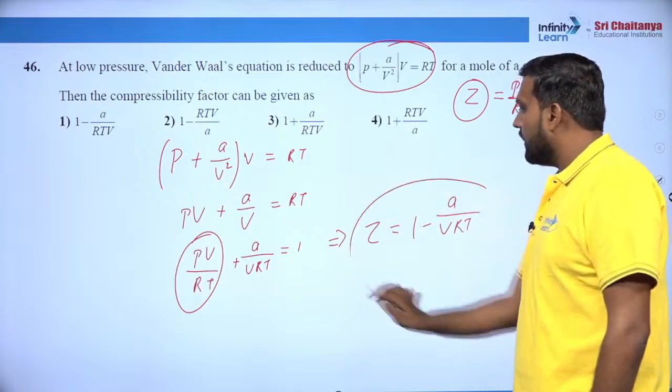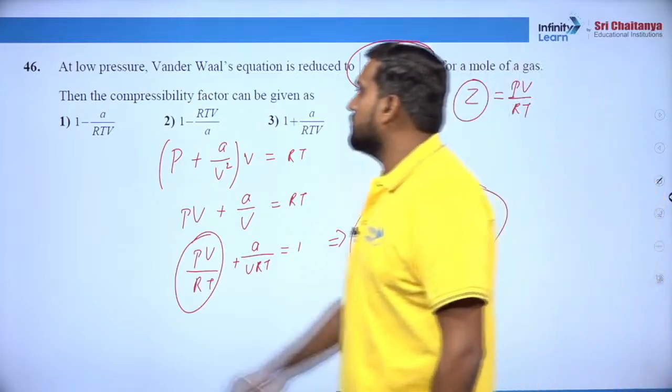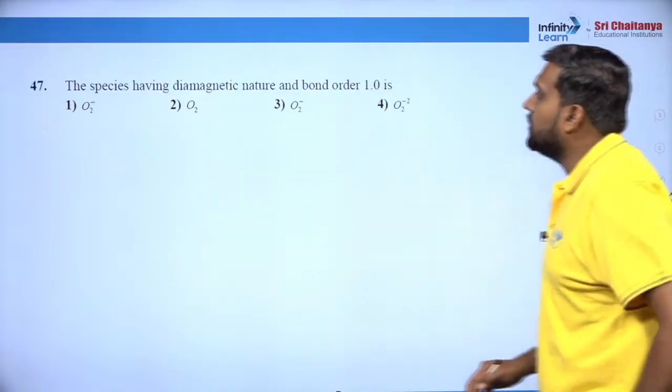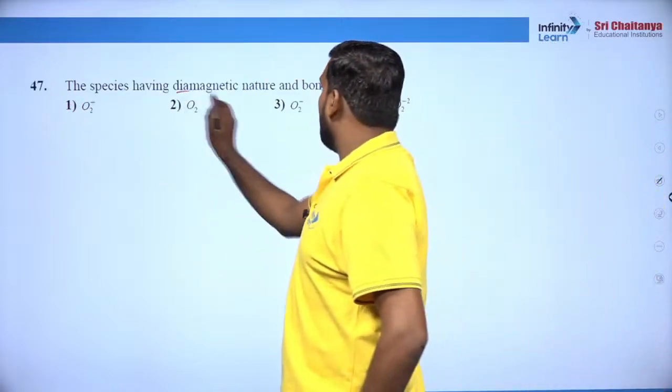So this will be your final answer, which matches option number 1. Going to the next question. The species having diamagnetic nature.